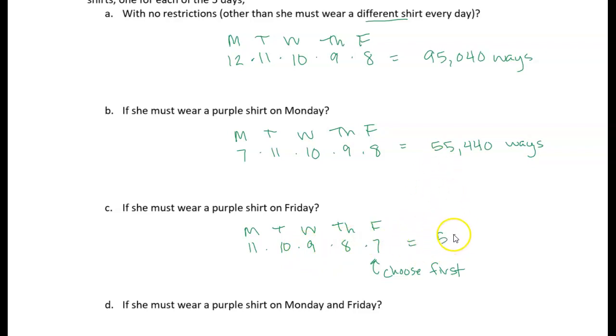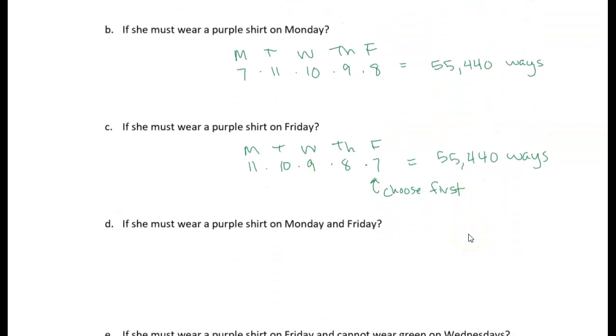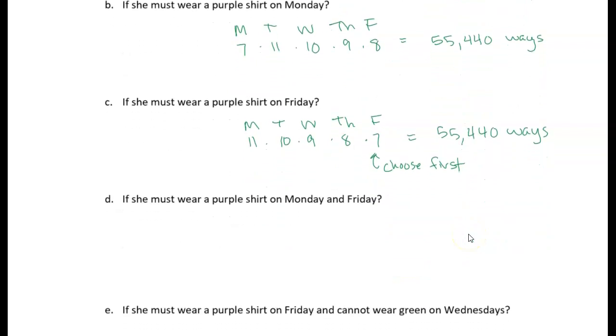We get 55,440 different ways that she could choose her wardrobe. But the key here is that we want to deal with the restriction first, right? Because if we tried to choose the Monday shirt first, we don't know how many shirts we'll end up with on Friday for choices.